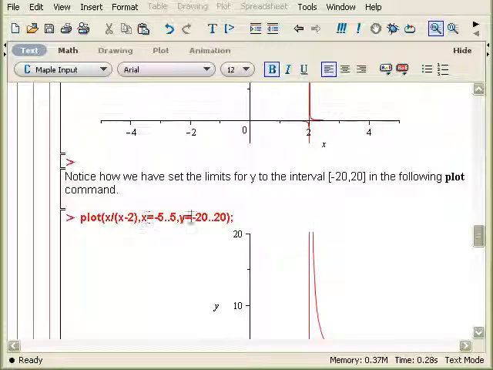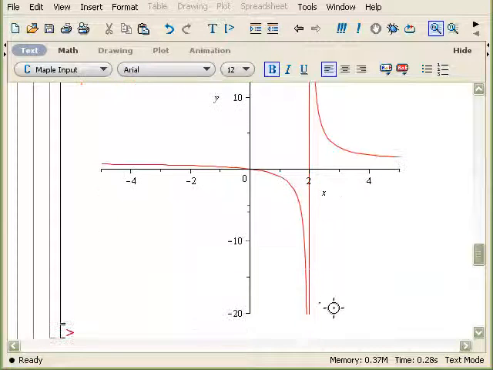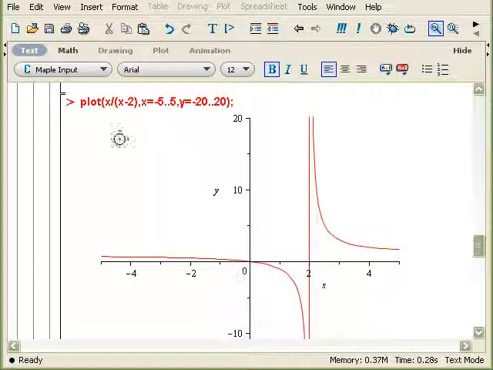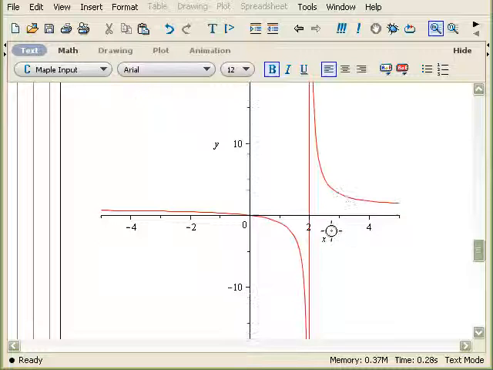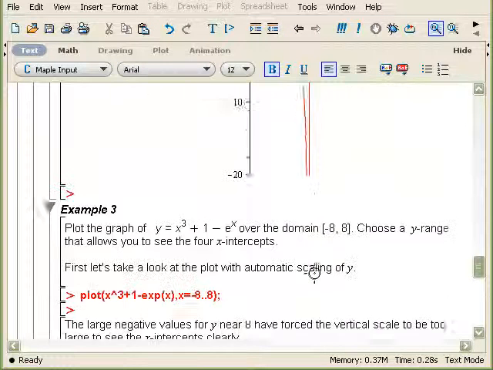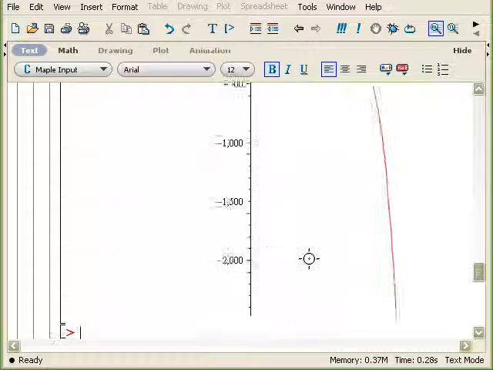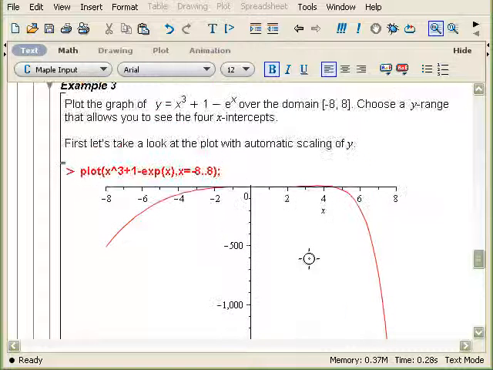So that's how we want to assign the range values, say negative 20 to 20. Now you see a much clearer picture of what's happening with this function graph around x equals 2. Of course, there is still some unnecessary vertical line at the end, but let's worry about that one later.